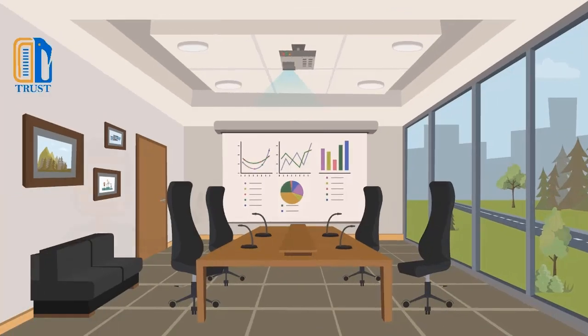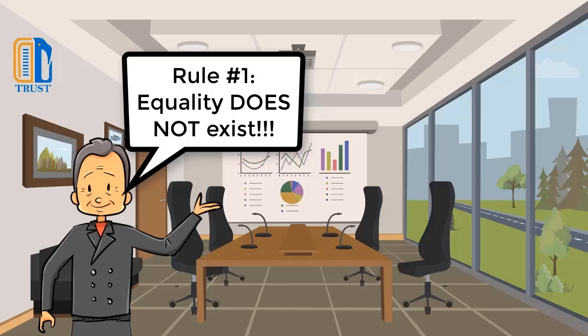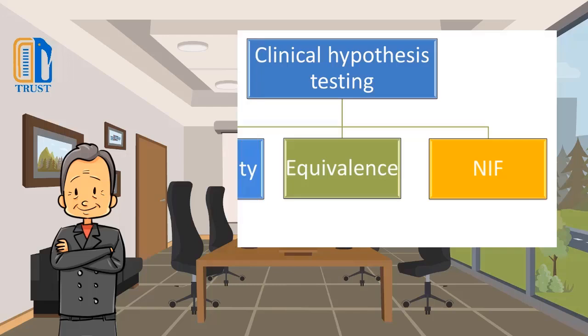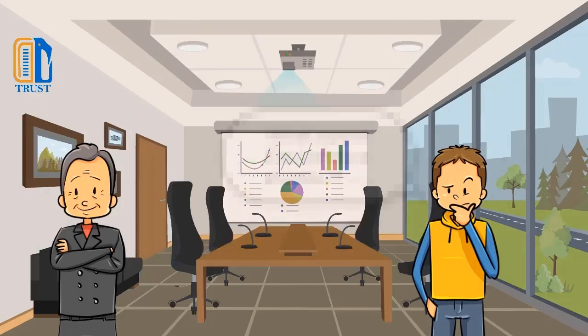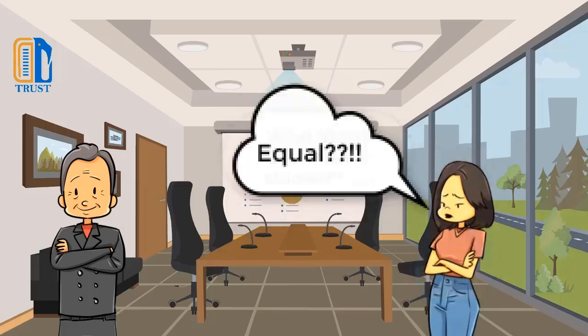Let's apply rule number 1 on our clinical studies, which states that equality does not exist. Studies are usually organized to detect which treatment is more effective or safer. Which is the most accurate procedure? Those are the classic superiority studies. But what about the so-called equivalence studies? From their name, those studies aim to prove that both treatments are equal. Equal? How can we look for something that does not exist?